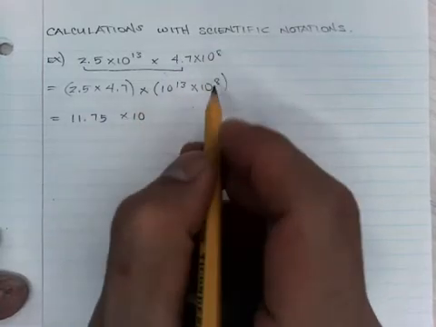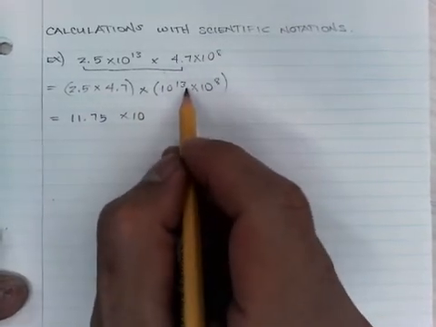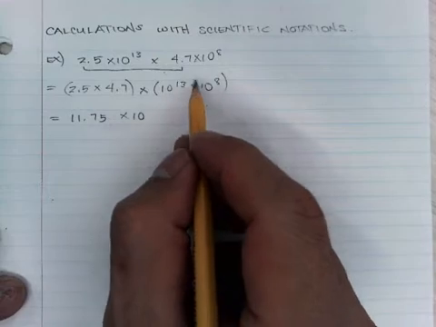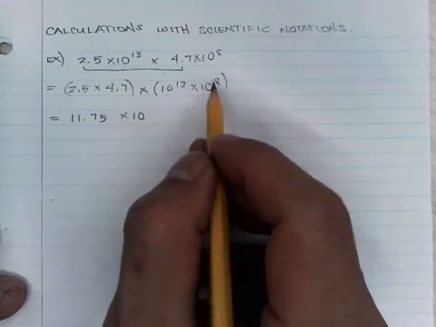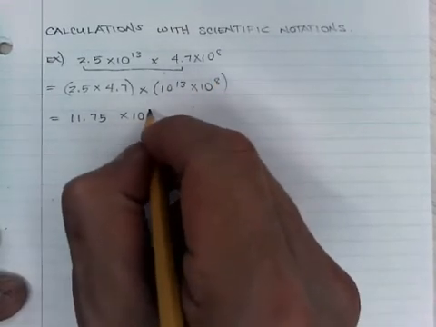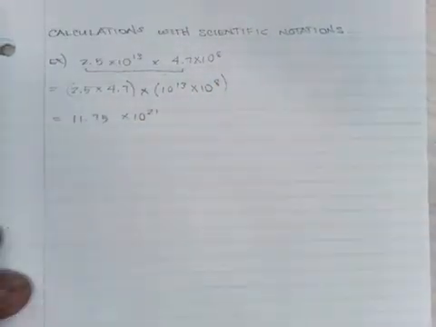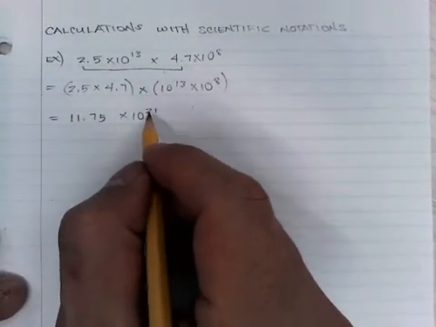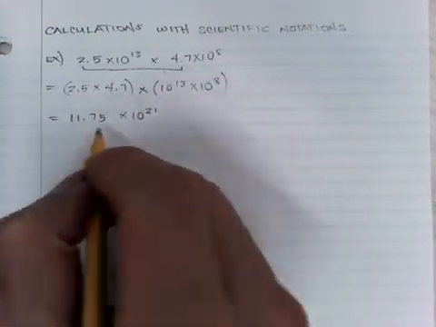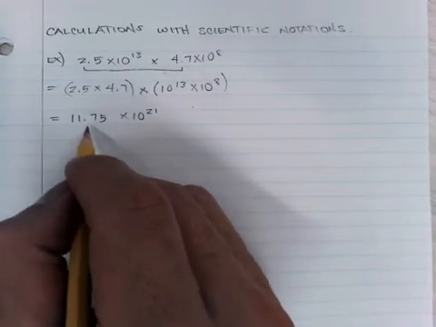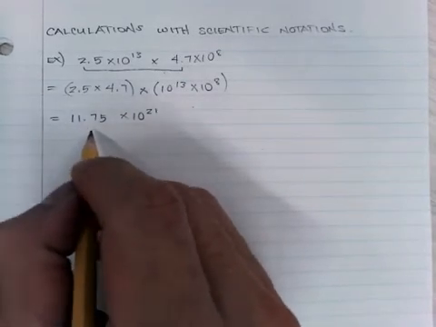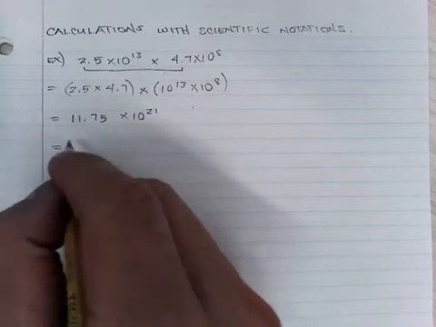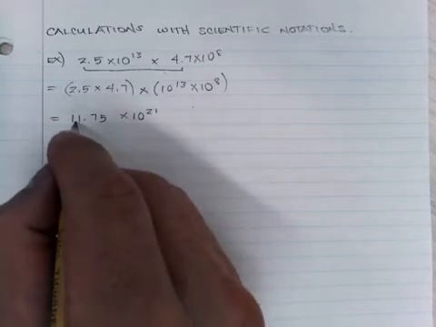And the base 10s, this is why I did this after exponent laws. This is a product law. When you have powers of the same base, you simply add their exponents, 13 plus 8, which is 21. So now we have 11.75 times 10 to the 21. Unfortunately, this is not finished yet, because this 11.75 cannot be kept as a decimal like this.